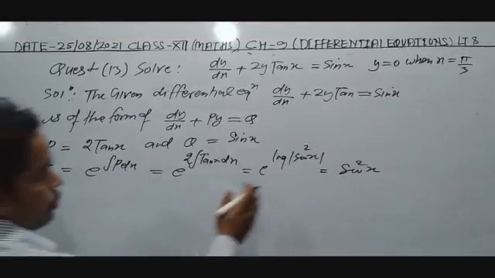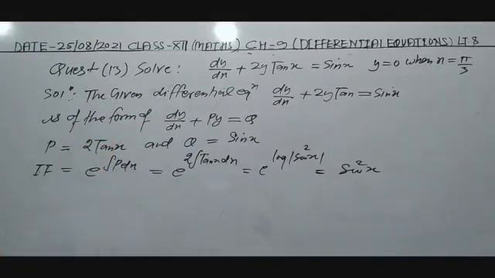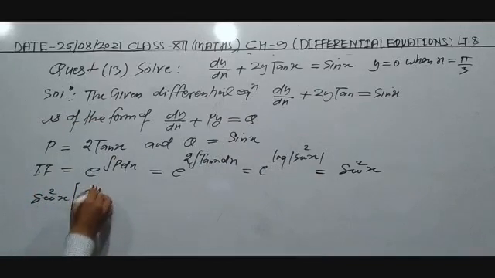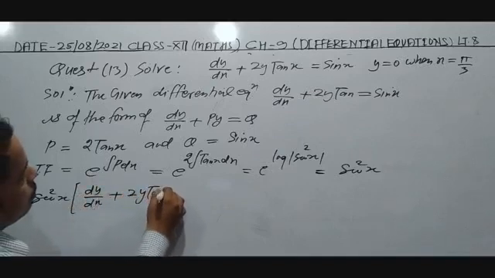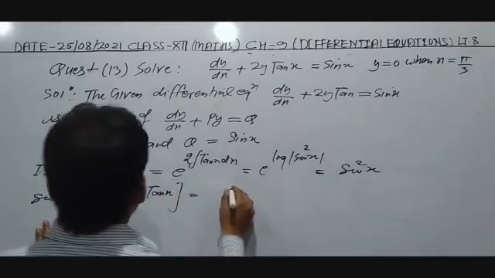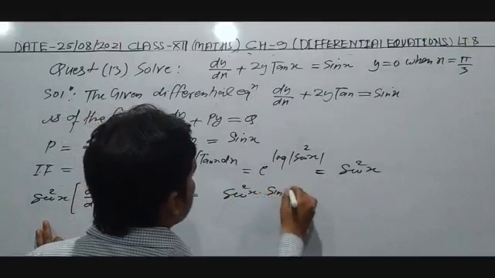Now we have to multiply this integrating factor in this equation. So what will you get as the result? sec²x dy/dx plus 2y tan x is equal to sec²x into sin x.